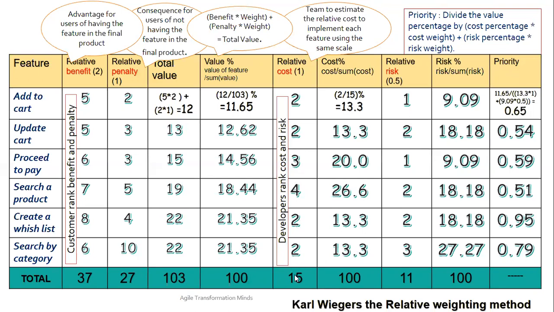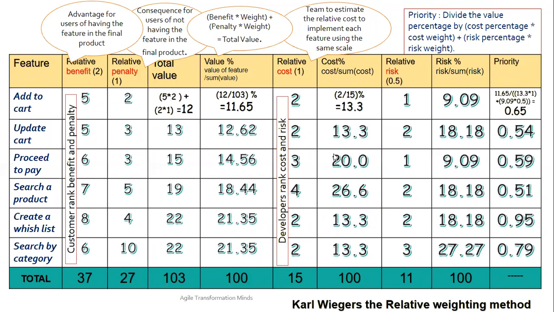So he says that relative cost, in total he needs 15 points as cost to deliver the 6 features. Now he calculates cost percent. So cost percent is cost divided by the sum. Now you can see that whatever value you give here as weightage, you will get 100%. Again you calculate and you see that search the product is taking 26.6% of the total budget to do this work, and the customer is valuing it at 18%. So you can compare 18.44 and 26, but you can also see that if you are spending 13.3% of your budget, you can deliver 21.3% of the value to the customer.